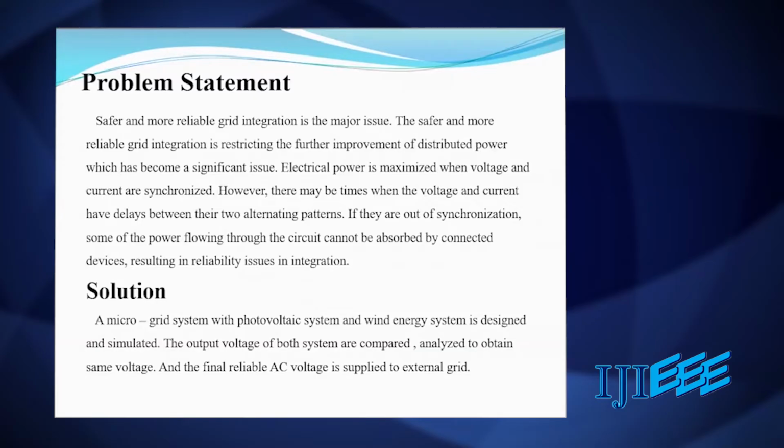The solution in this project is that a microgrid system with photovoltaic and wind systems is designed and simulated. The output voltages of both systems are compared and analyzed to obtain the same voltage, and the final reliable AC voltage is supplied to the external grid.